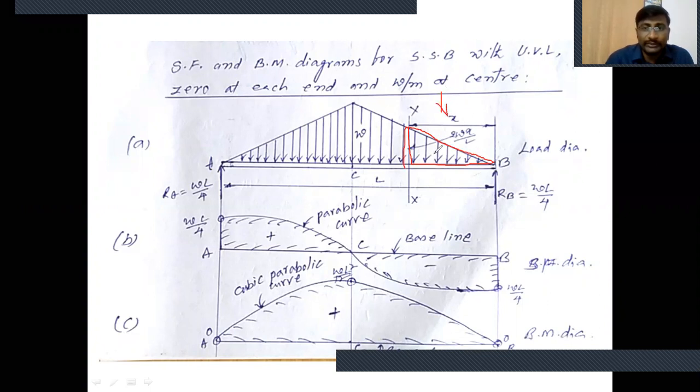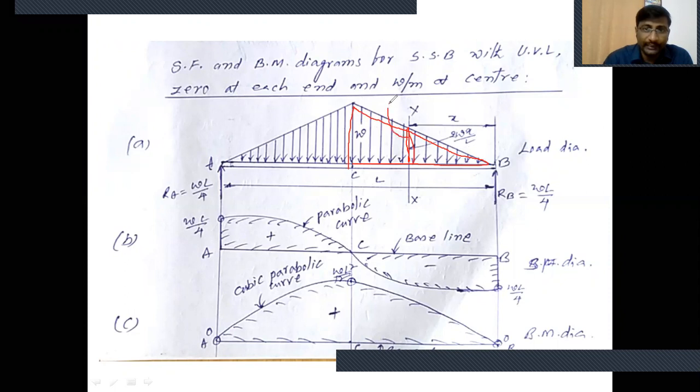So how much is this triangular load? Again, we have to take the area of the triangle. To know the area of the triangle, we should know the height of the triangle at distance x. How to find this height? By taking similar triangles. This is the bigger triangle, and this is the smaller triangle. By taking the similar triangles, we can find the height of the smaller triangle.